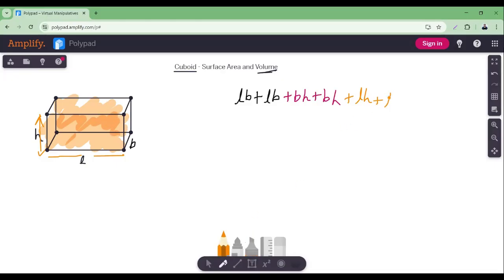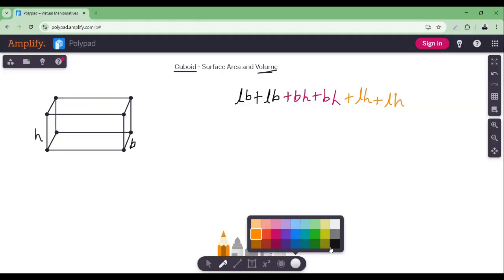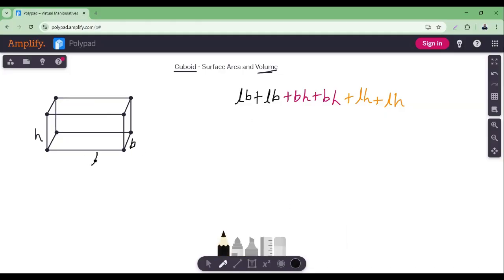So all the six surfaces, we were able to find the area. Now that is going to be our total surface area, right? That is going to be our total surface area. Total surface area is equal to this much.